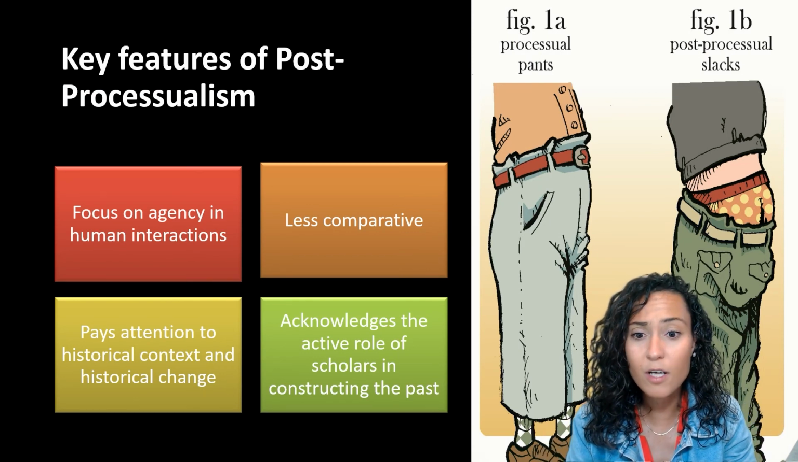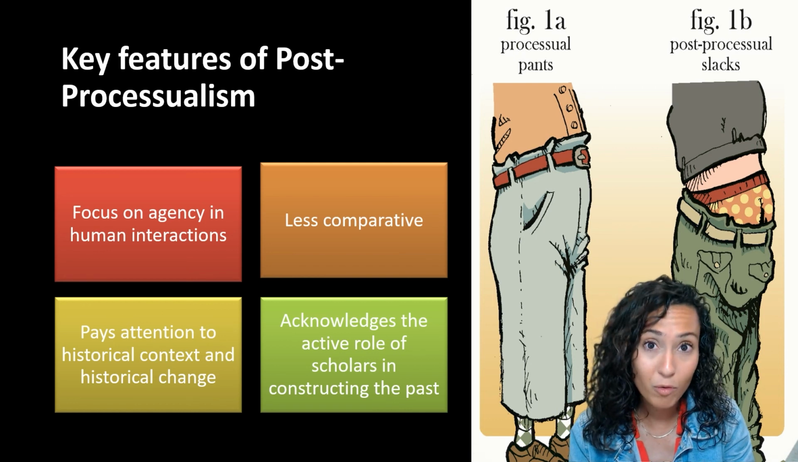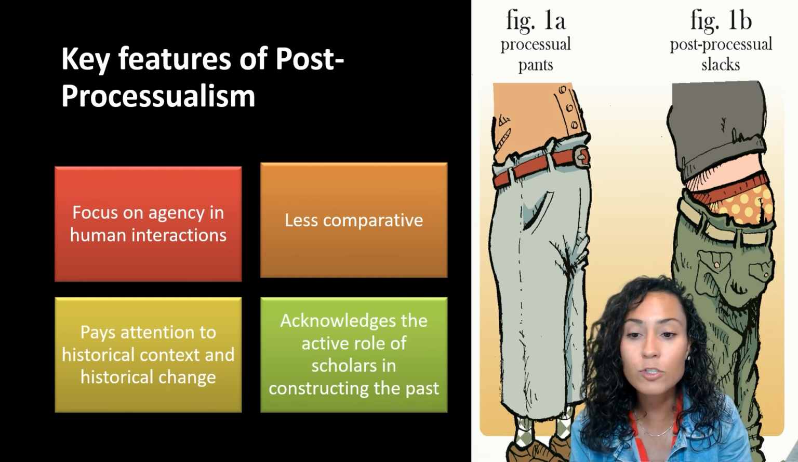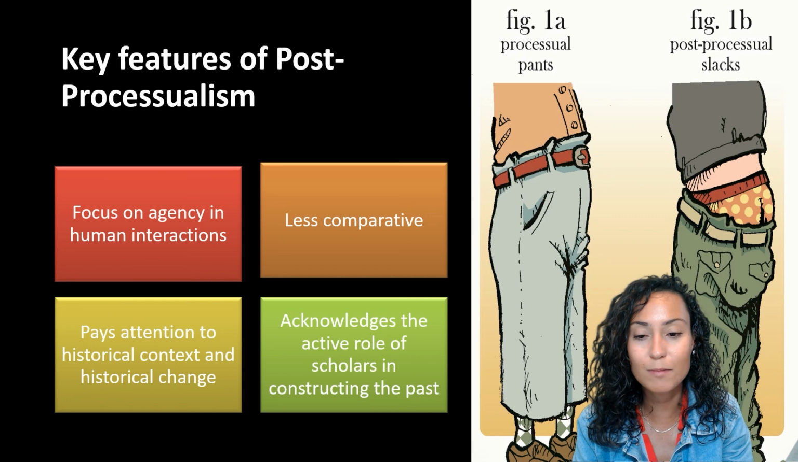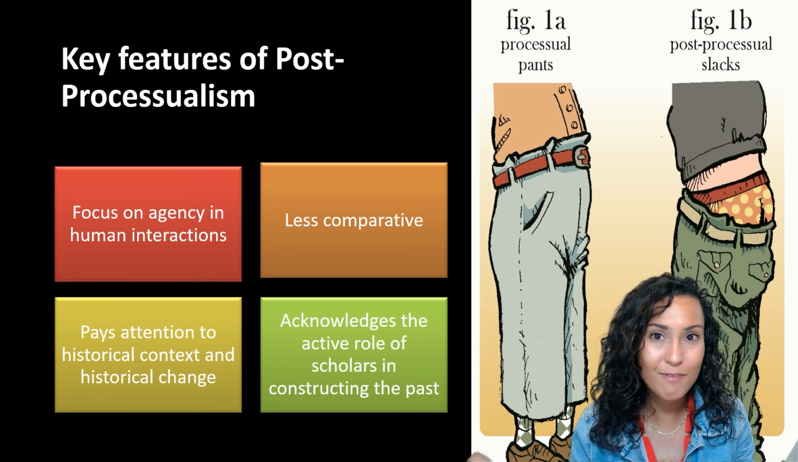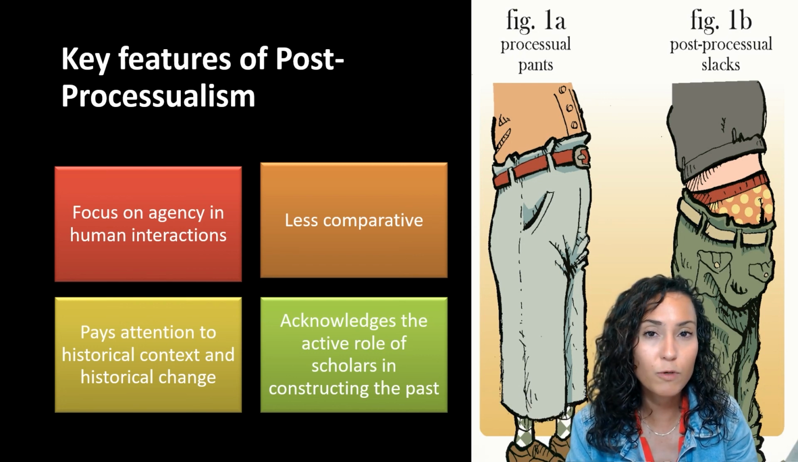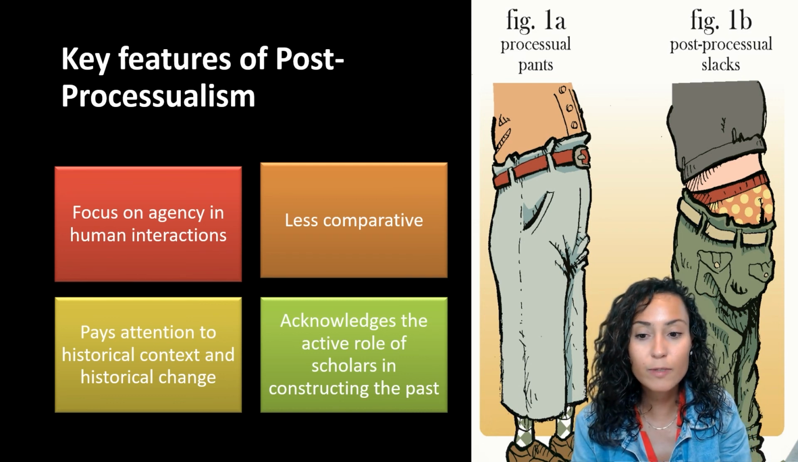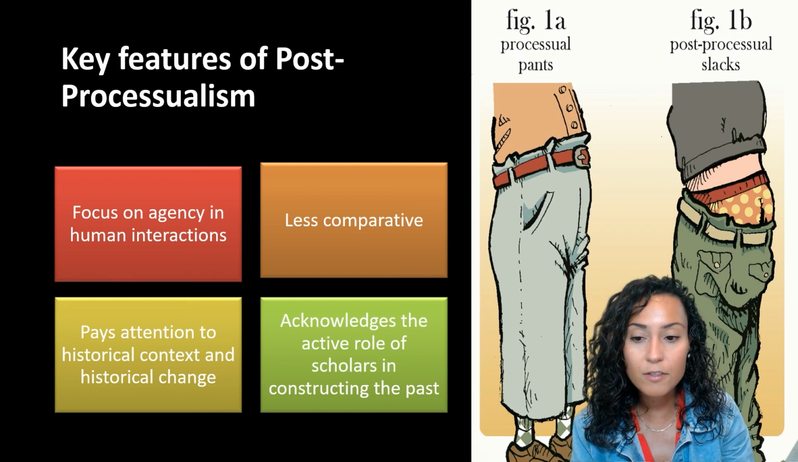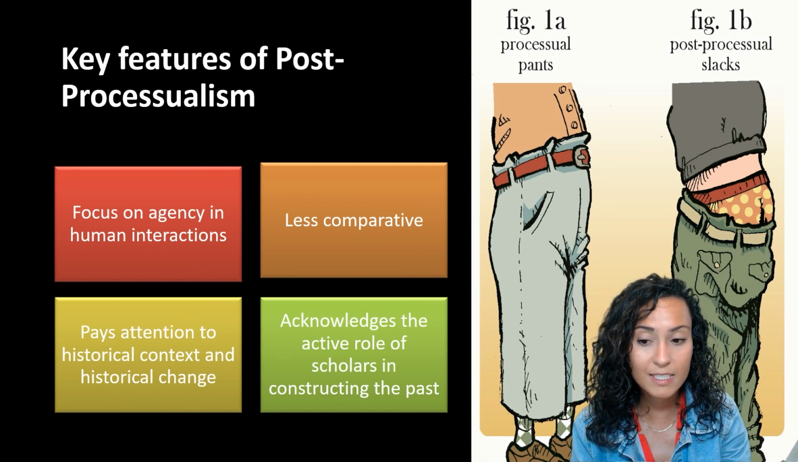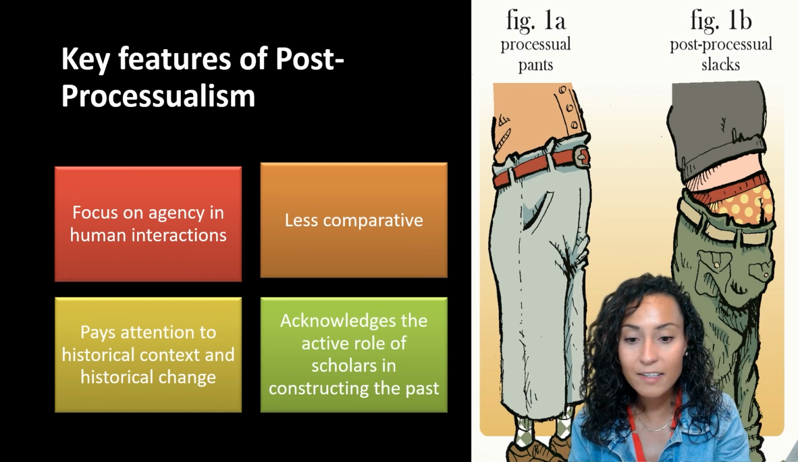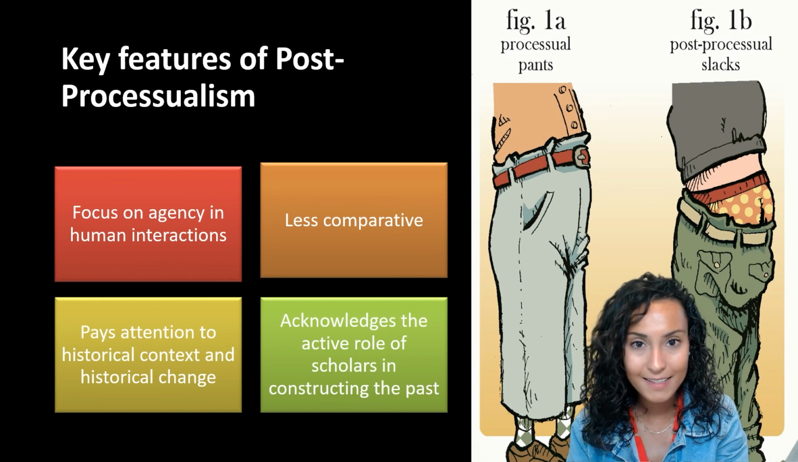Ultimately, post-processualists argued that quantification is not the only goal of archaeology. Instead, they supported a focus on the role of culture in shaping human behavior and social systems, rather than just the environment. Of course, the environment's important, but post-processualists were interested in making that picture a little more complex. Post-processualists also pay attention to the historical context and historical change, rather than just documenting stable social systems. Importantly, post-processualism acknowledges the active role of scholars in constructing the past.